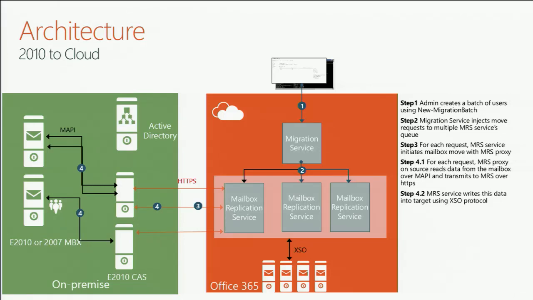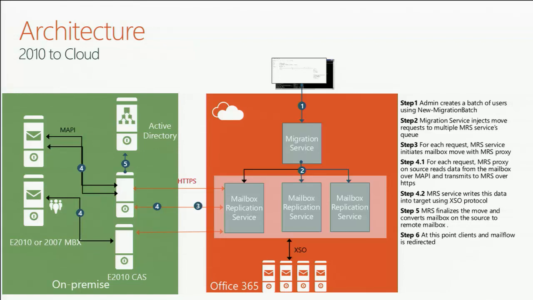Once initial sync is done, the migration service completes the batch, which results in a switchover of the users to the cloud, which is the finalization phase. And the clients get redirected. Clients and mail flow get redirected to the cloud.